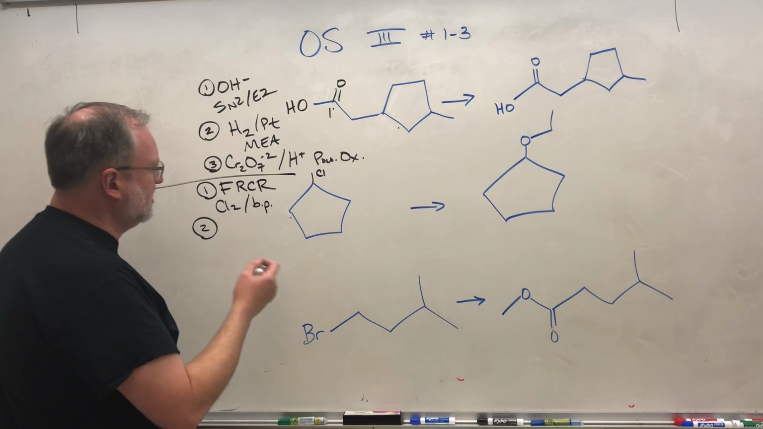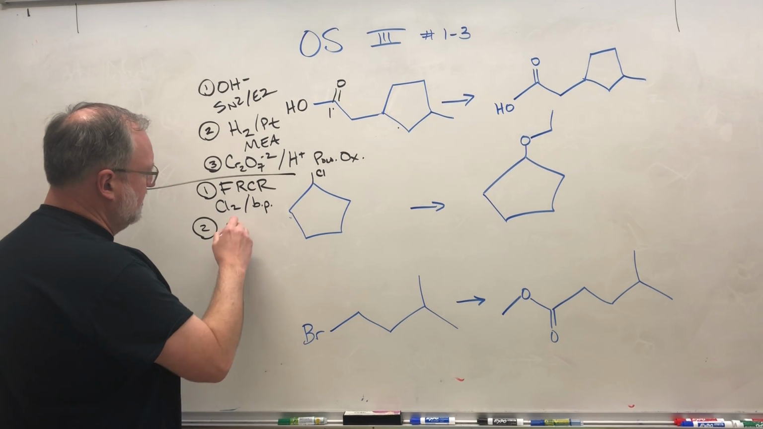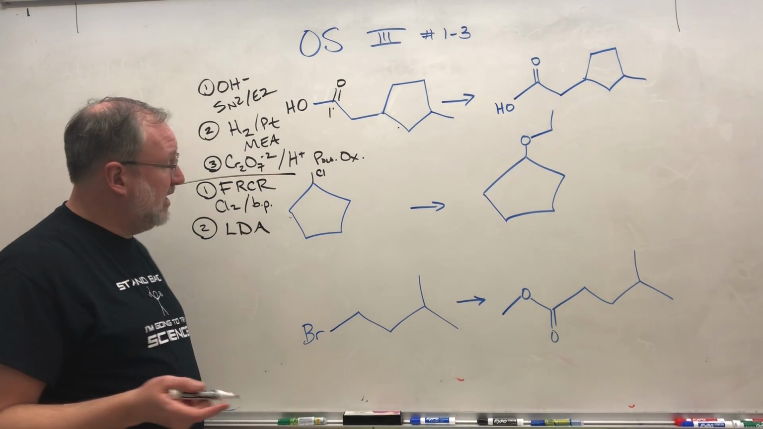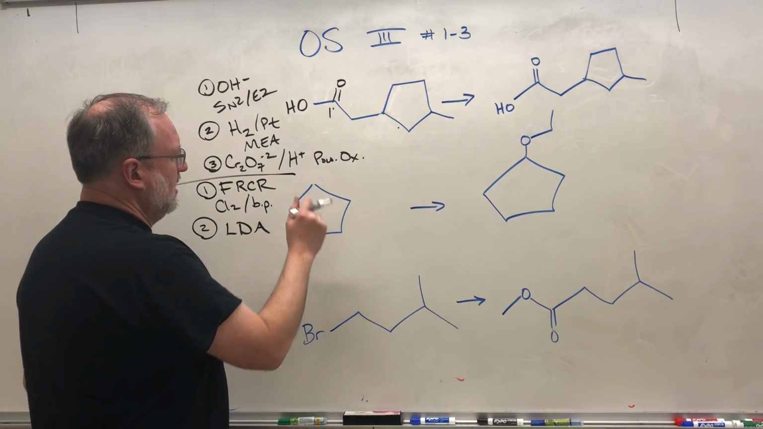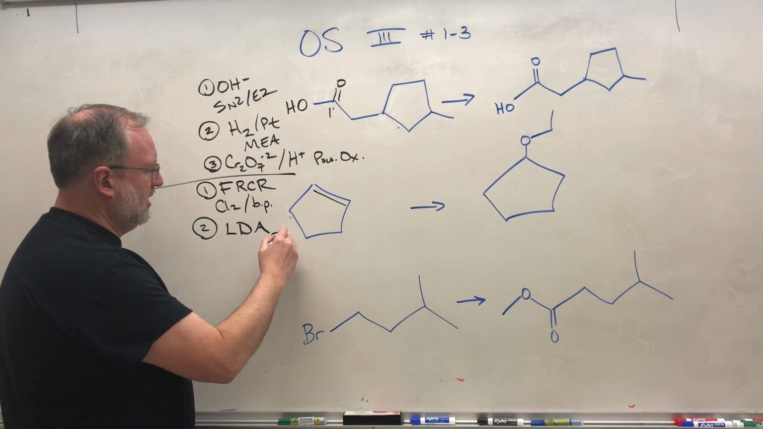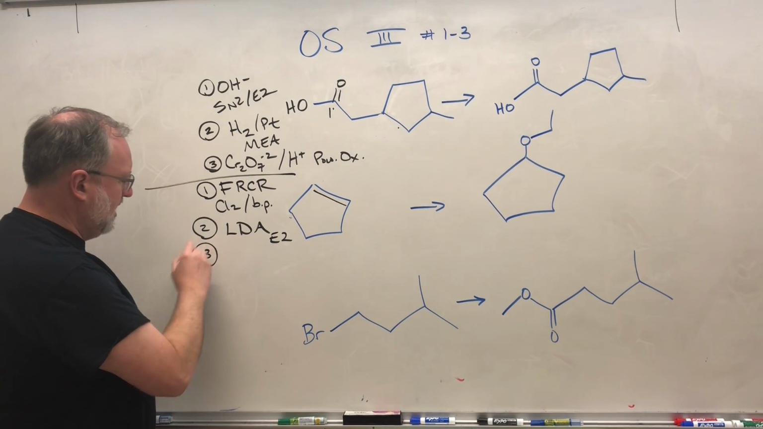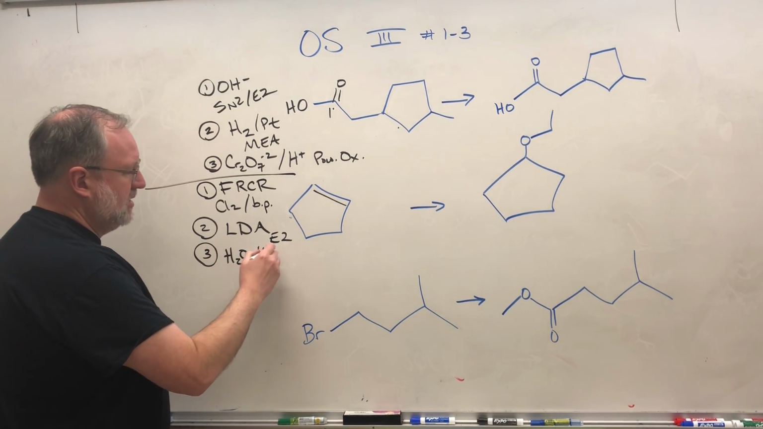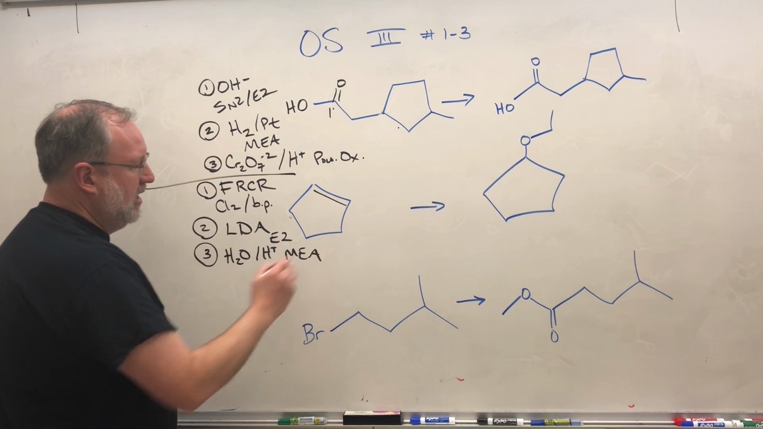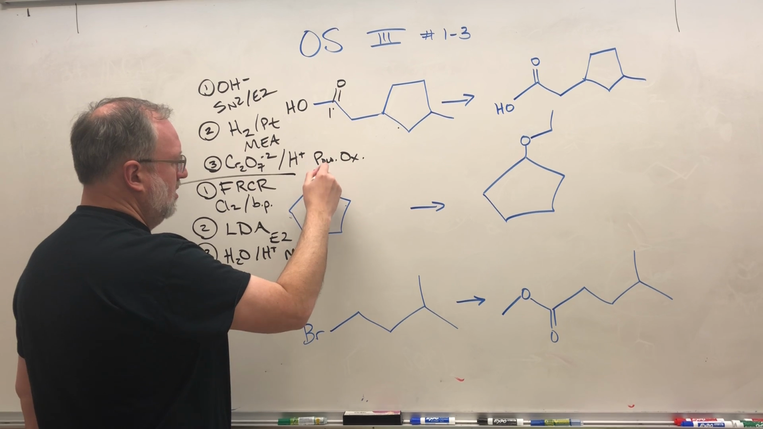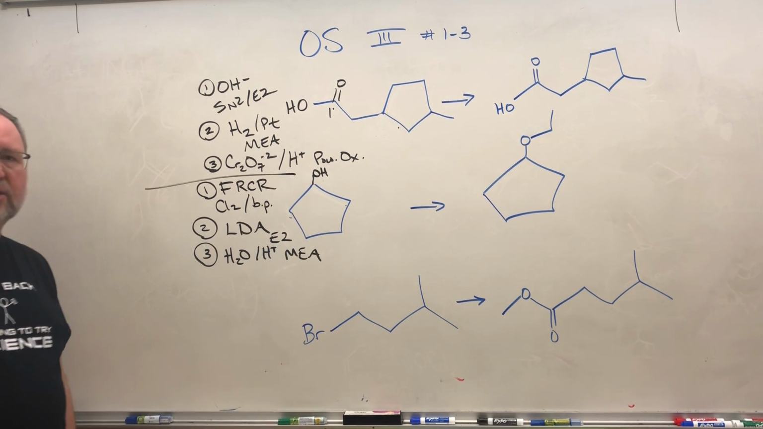The easiest, cleanest way to do this is probably to add a little LDA. You remember what LDA does. It's one of the secret reagents. LDA will eliminate that and make this. So that would be an E2. Now, I'm going to put down some water, an H+. That, of course, is MEA. What that will do is make all of that into an alcohol.